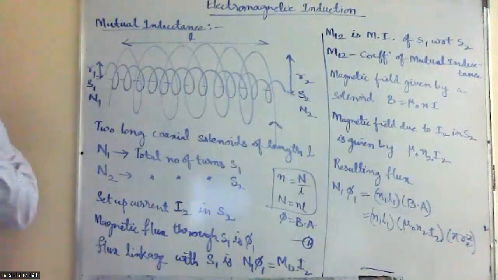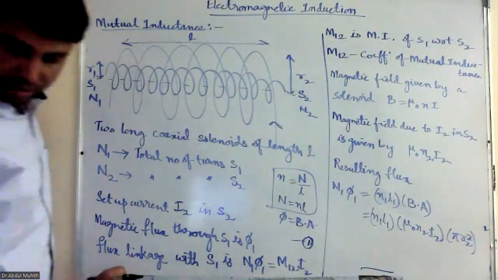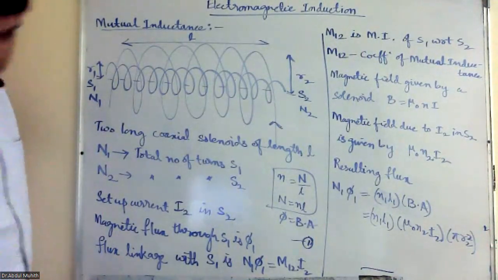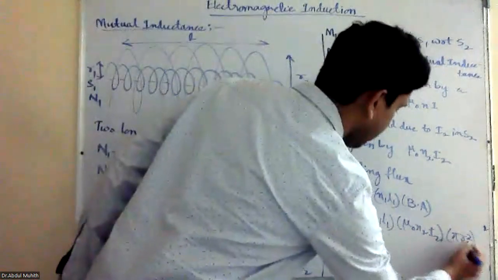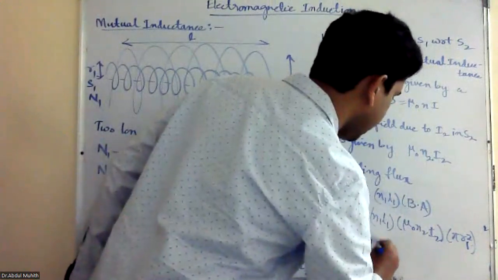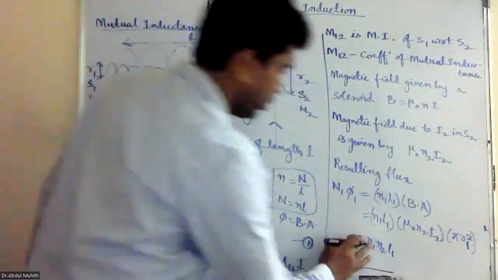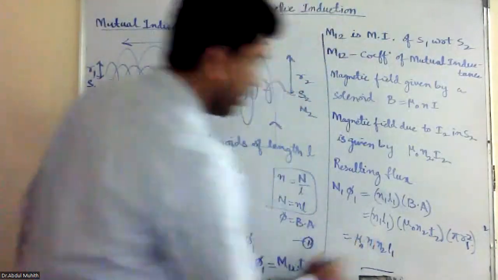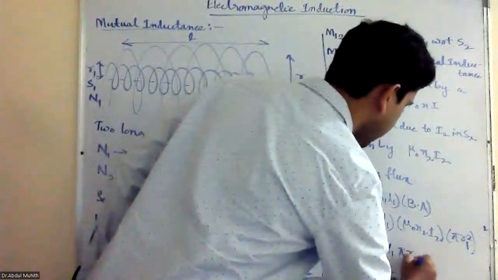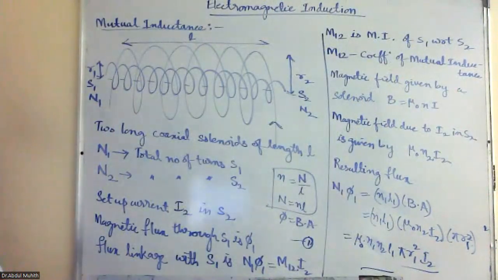So N1 phi1 is equal to this, the total value. Now simplify it: mu 0 N1 N2 L1 into pi r1 square I2. This is the formula which is given. Clear with you? See once again.